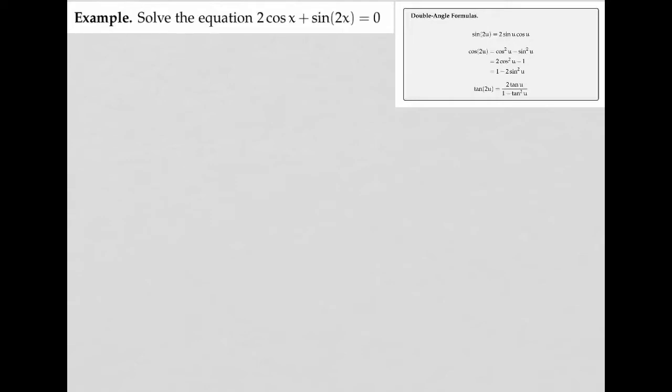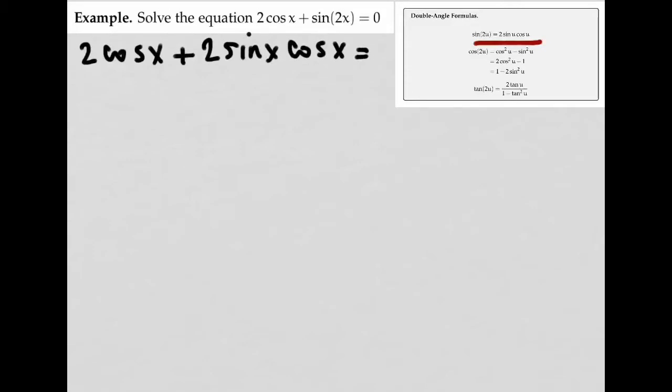To do that, notice that for sine 2x, we need to apply the double angle formula: sine of 2u equals 2 sine u cosine u, to break it down before we can solve. So let's solve. 2 cosine x plus sine 2x, we're going to write it as 2 sine x cosine x equals 0.